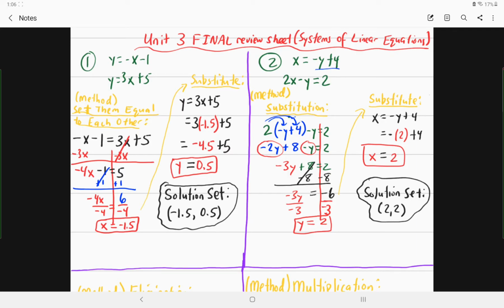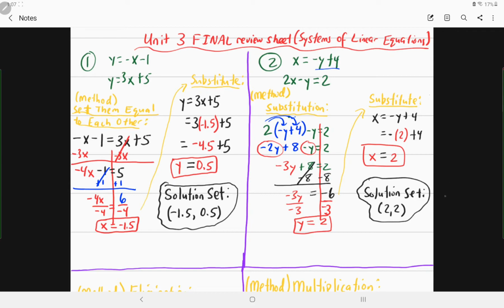The y equals 3x plus 5. You solve that, and you get y is equal to 0.5. So our solution set is negative 1.5, that's our x value, comma, 0.5, and that is y.